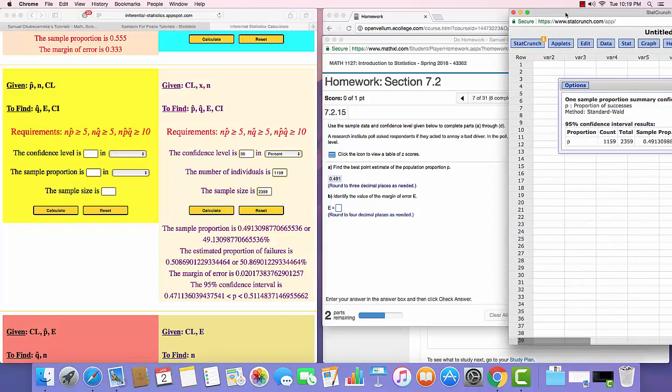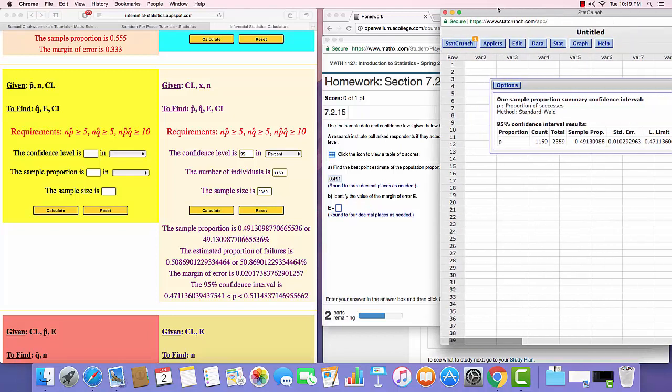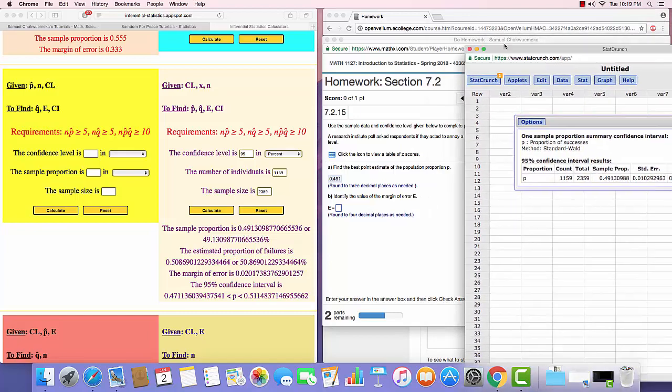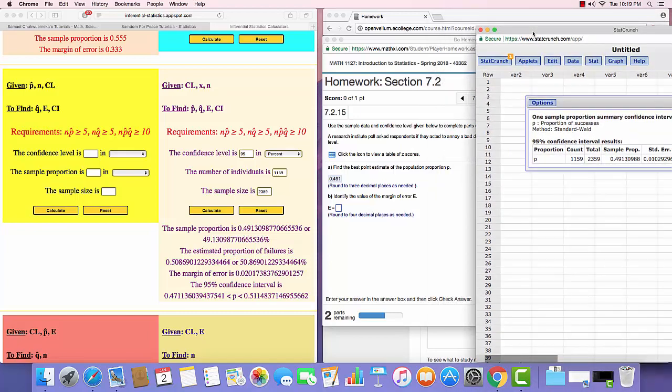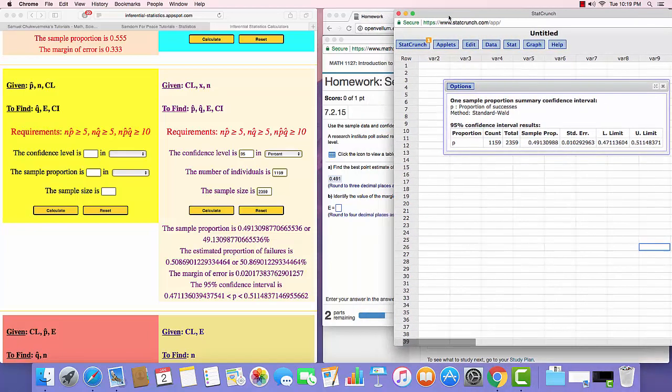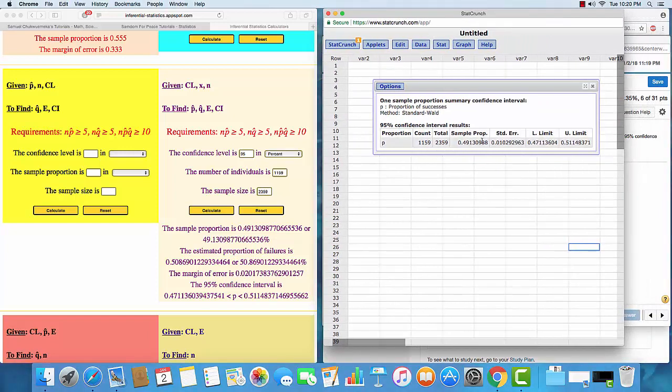So Statcrunch doesn't give you the margin of error, as you can see. It didn't give you the margin of error. Margin of error is not standard error, no. So Statcrunch doesn't give you the margin of error. It gave you the sample proportion, but it did not give you the margin of error.